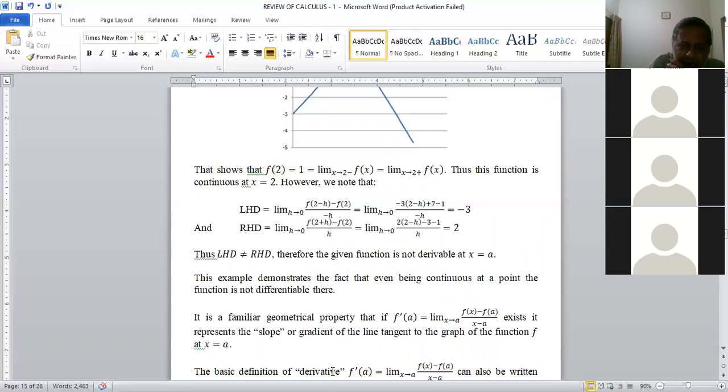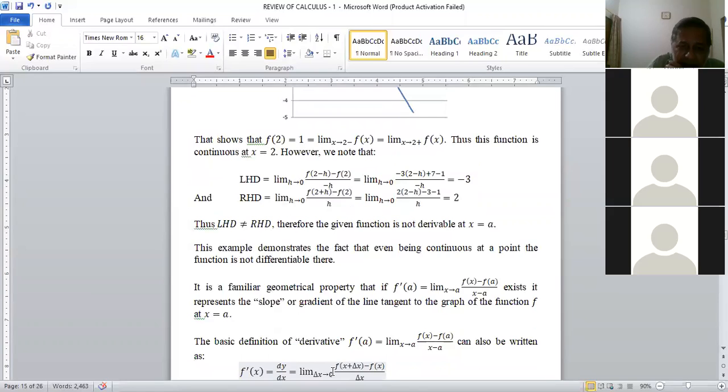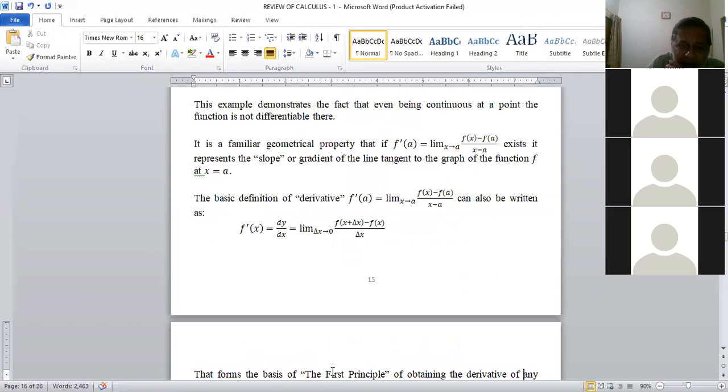Now it's a familiar geometrical property that the derivative, if it exists at some point, it represents the slope or gradient of the line tangent to the graph at x equal to a. Now, basic definition of derivative that we studied, कि अगर ये लिमिट एग्जिस्ट करती हो तो फंक्शन डिराइवेबल होगा. इसको इस फॉर्म में भी लिखा जा सकता है जिस फॉर्म में कि आपने इसको फर्स्ट प्रिंसिपल के लिए पढ़ा था.